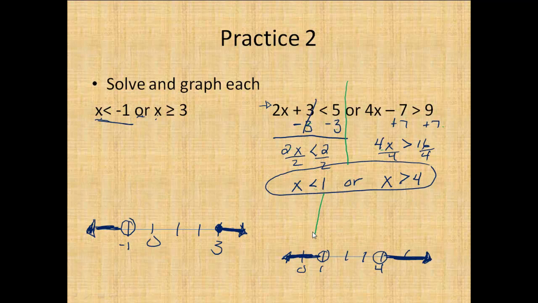When I go down to graph it, I graph them on the same number line, one at a time. So I open circle at 1, and I wanted values smaller than that, so I shaded left. And then open circle at 4, and I wanted values greater than that, so I had to shade to the right.